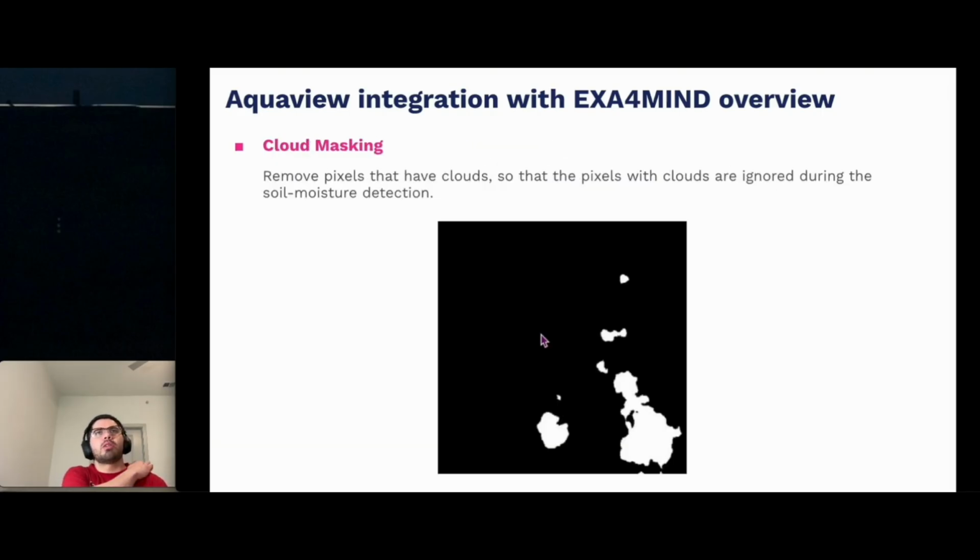Cloud masking. As I mentioned before, cloud masking is an important process that removes the pixels that have clouds, snow, or shadow, because they need to be ignored during the prediction, since they could affect the tool.